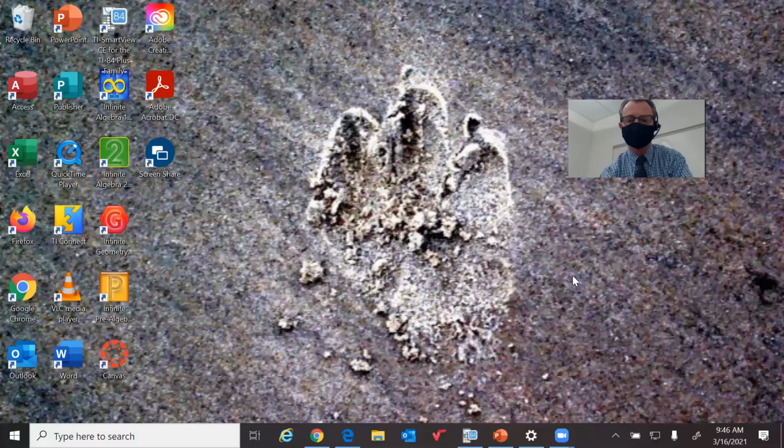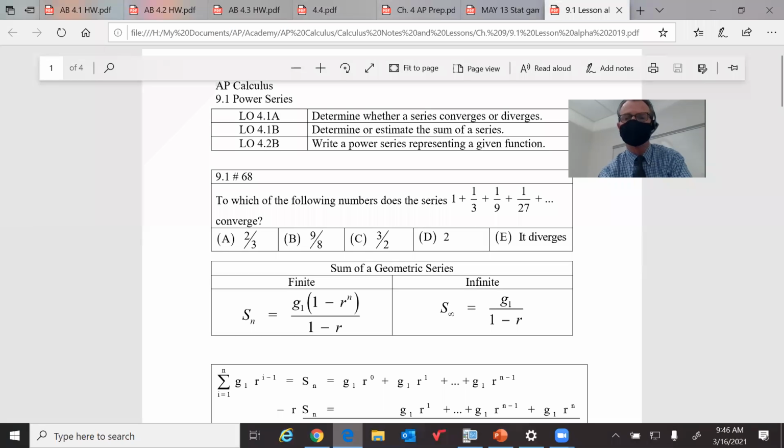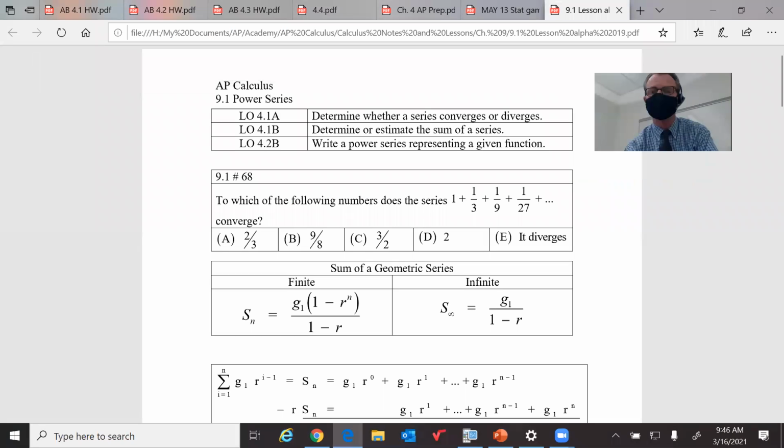And this is 9-1, the alpha lesson. So we're going to start with the PDF and then go to the Google Slides. So this is the problem from the end of 9-1. Now think about what this is saying. To which of the following numbers does this series converge?